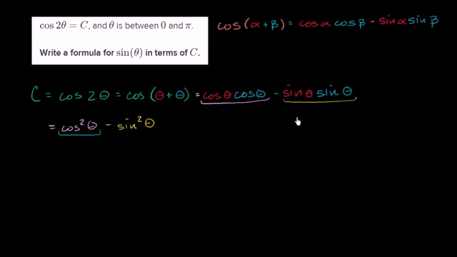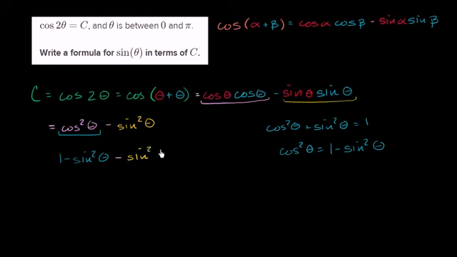Well, we already know from the Pythagorean identity that cosine squared theta plus sine squared theta is equal to 1. Or we could say that cosine squared theta is equal to, I'm just going to subtract sine squared from both sides, 1 minus sine squared theta. So let me rewrite this as 1 minus sine squared theta, and then, of course, we have minus this yellow sine squared theta. All of this is equal to c. Or we could get that c is equal to 1 minus 2 sine squared theta. What's useful about this is now we just have to solve for sine of theta.